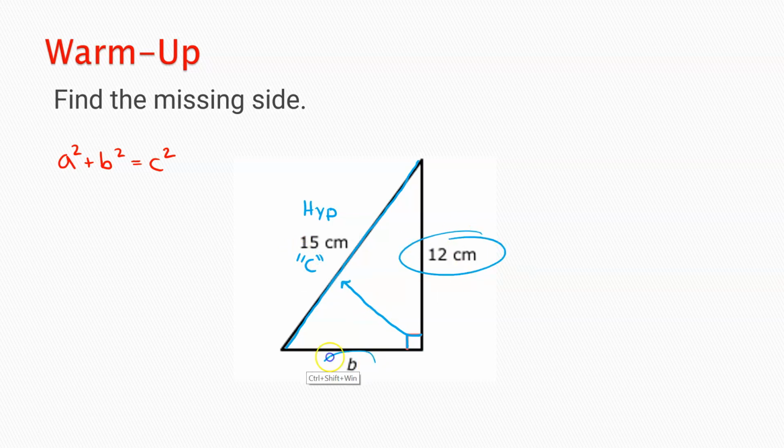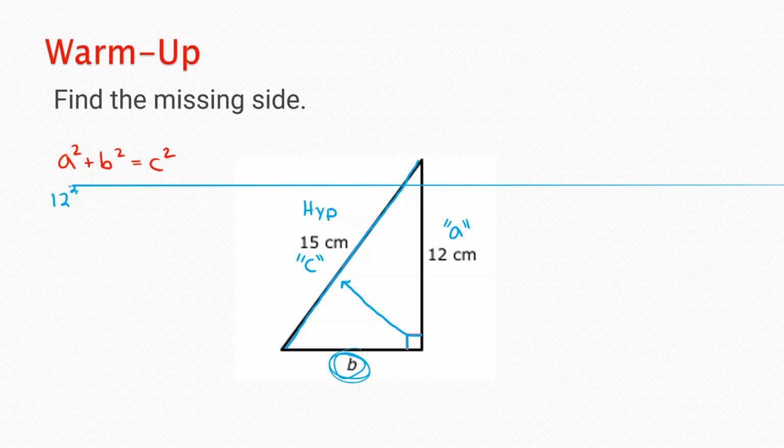These other two sides, which we call legs, it really does not matter which one's a or which one's b. They gave us this one as b, so I'll be marking this one over here as a. Now let's plug it in correctly. a squared, in this case, was 12 centimeters, 12 to the second power, plus b to the second power.